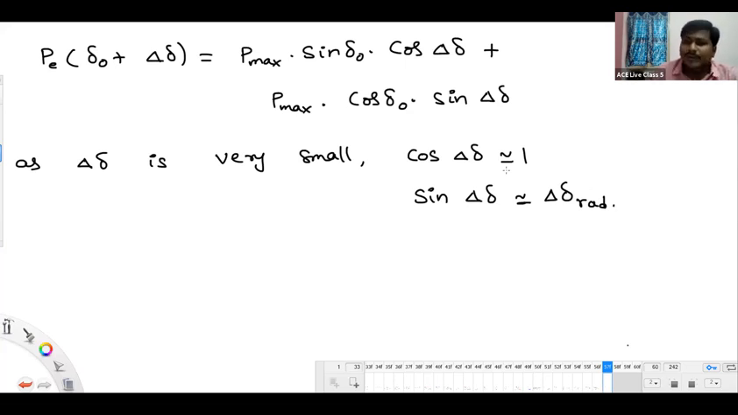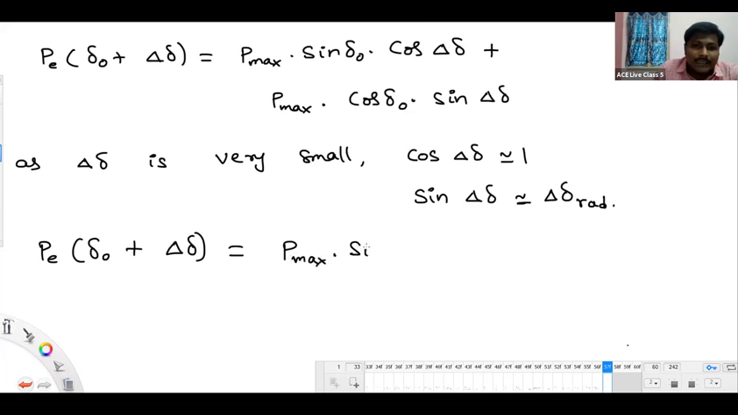Of course, you may feel that sin delta delta is close to 0, that's sure. But I want to keep that in terms of delta delta radians. So you can keep this: P of delta naught plus delta delta is equal to P maximum sin delta naught times cos delta delta, which is 1, plus P maximum cos delta naught into delta delta in terms of radians.